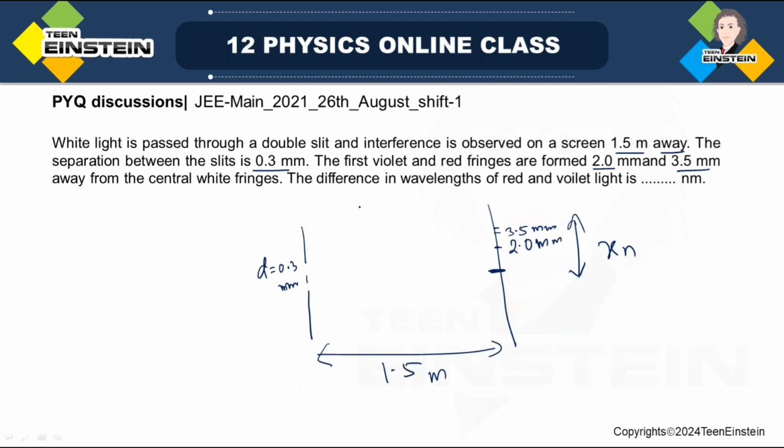Okay, so the question is the difference between the wavelengths of red and violet light. Positions are generally written as x_n equal to n d lambda by small d. Since n is not mentioned, we'll take both of them as the first order.